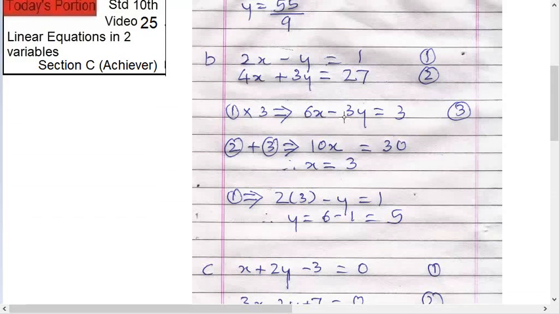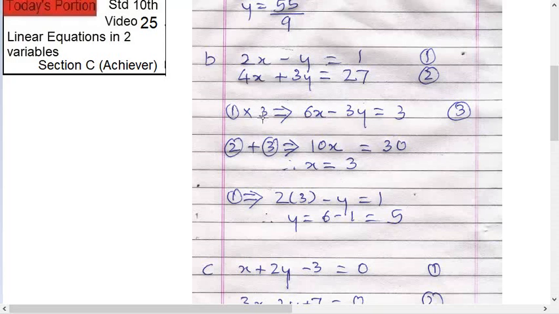So 6x minus 3y equals 3. That it becomes 3 now. Now 3 plus 2. What happens? 6x plus 4x is 10x and 3y gone and this becomes 30. So x equals 3. Put it in 1. It becomes 2 into 3 minus y equals 1. So y equals 6 minus 1, that is 5. So x equals 3, y equals 5.